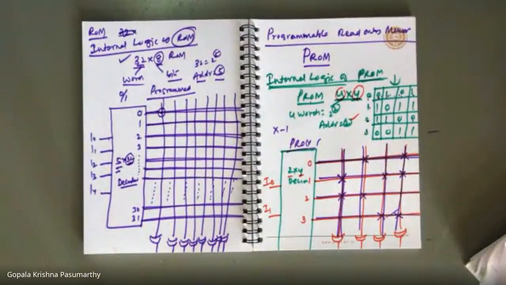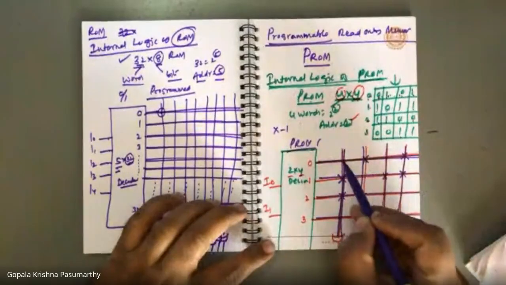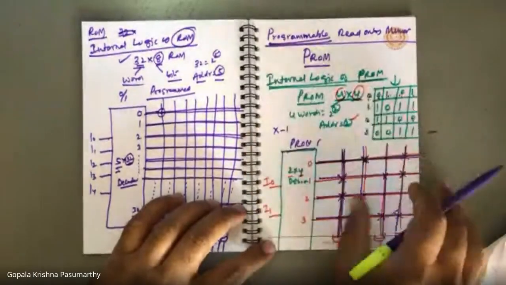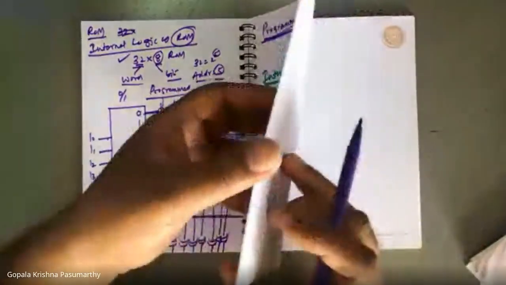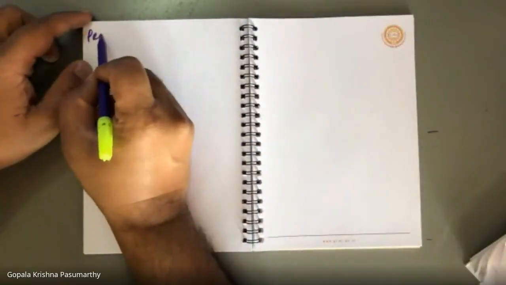I hope all of you understand the programmable read-only memory. See why this is called programmable? Because every coincidence, every junction, may be programmed to become a 0 or 1. That's why we call it a programmable read-only memory. Understand? Let us see one more example on programmable read-only memory.